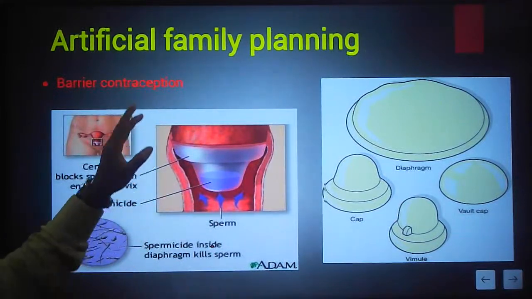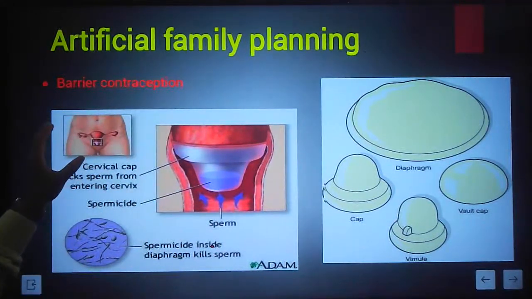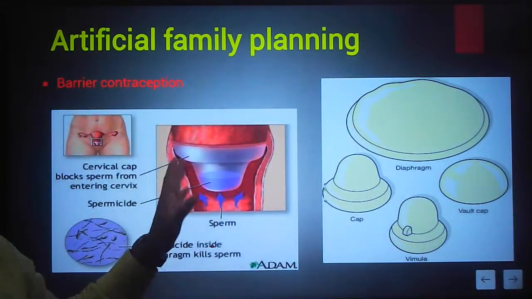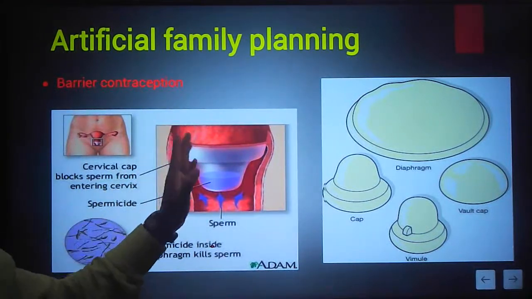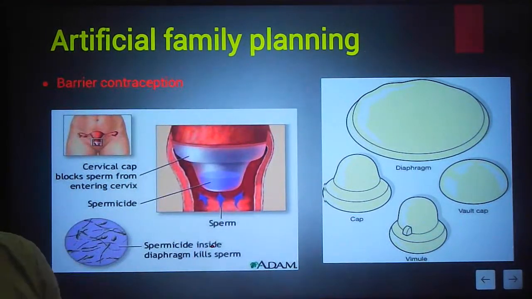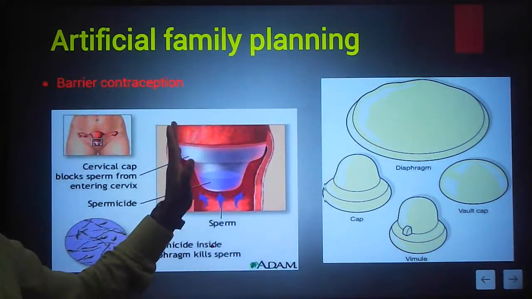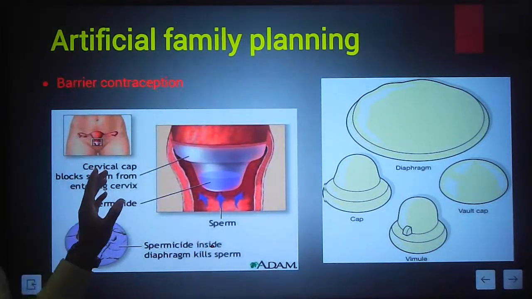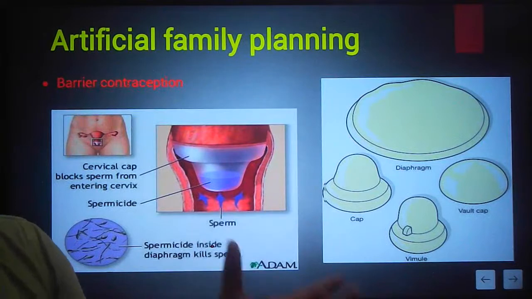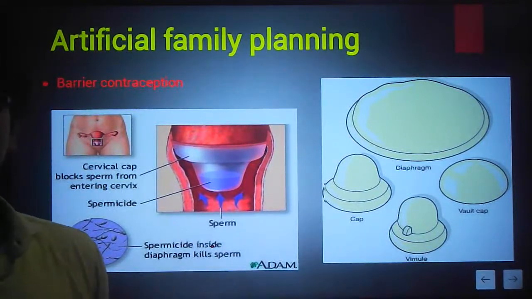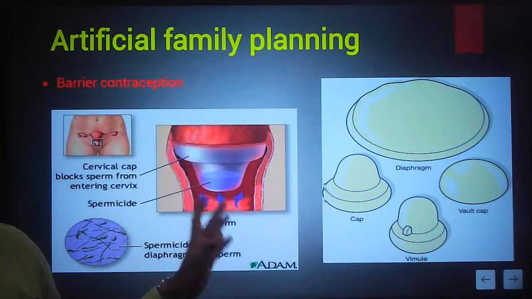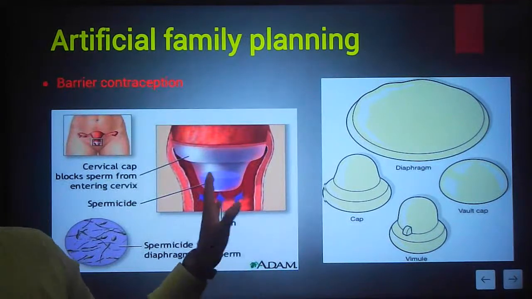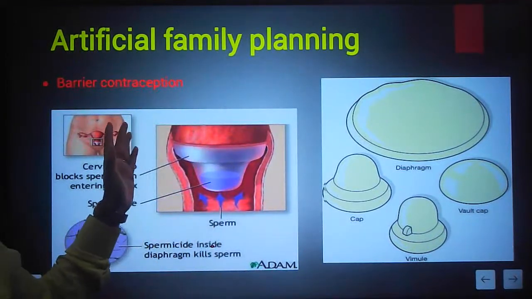But why do we go for barrier contraception? Barrier contraception is inexpensive, not very expensive. I'm talking about the physical barrier first. When you talk about the physical barrier, it's inexpensive, very simple to use, and we do not require any nurse or doctor to do it. It's very easy to use, and there are very minimal side effects from using this type of physical barrier.